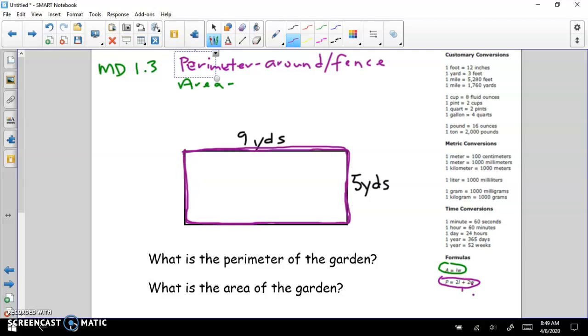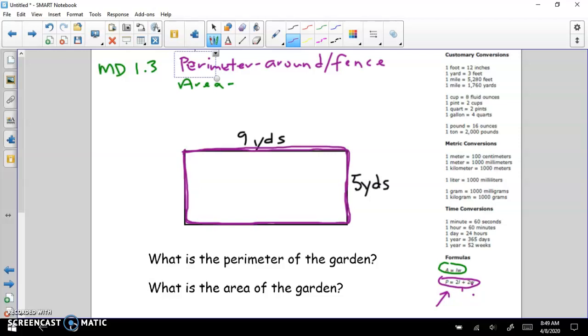There are 2 ways you can find perimeter. You can add up all of your sides of that rectangle or whatever figure you're using, or you could use this formula down here that I'm going to point to. That formula tells you 2 times L, which is the length, plus 2 times the width, or W. That is the formula for perimeter. So we're going to do it both ways.